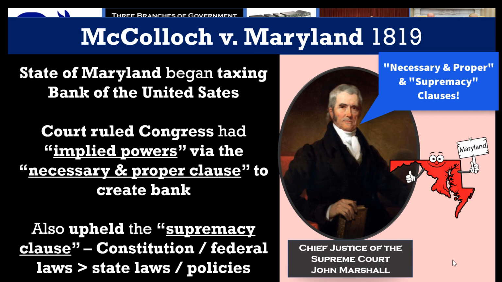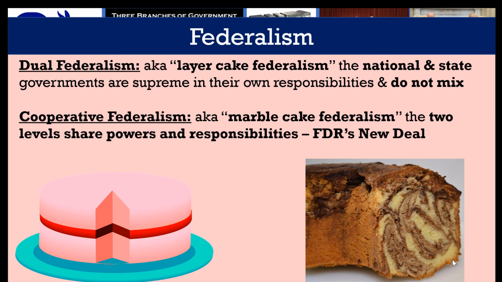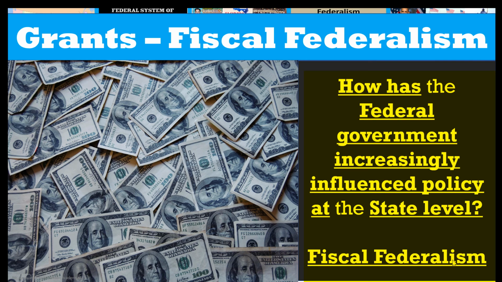So federalism has evolved over the history of our nation, and in the early republic, both levels of government pretty much remained sovereign in their own responsibilities, and this is known as dual federalism, sometimes referred to as layer cake federalism. However, starting with FDR's New Deal in the 1930s during the Great Depression, the two levels of governments have increasingly worked together in what is known as cooperative federalism, or marble cake federalism, as the responsibilities have been kind of mixed together.